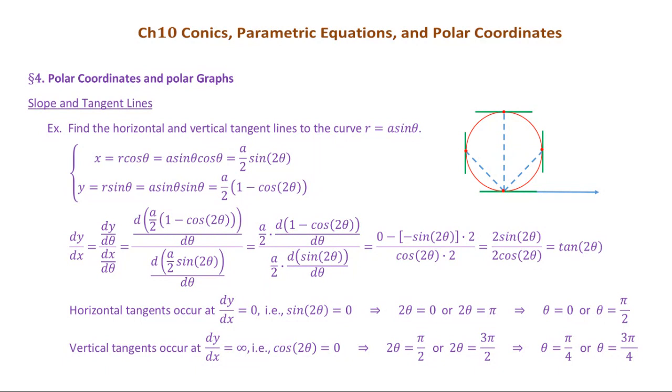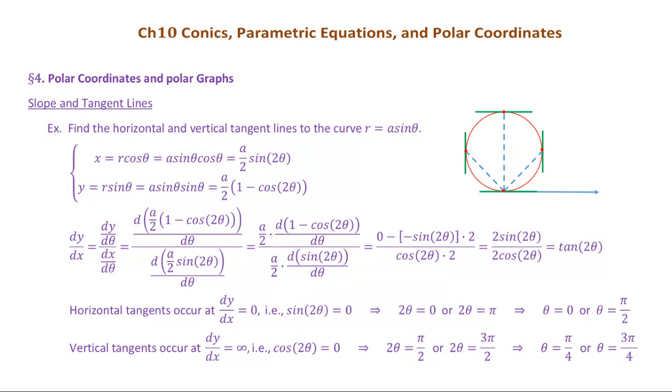So when we talk about horizontal tangent, the slope is 0. So dy/dx equals 0. That means sine 2θ has to be 0, because dy/dx is just 2 sine 2θ over 2 cosine 2θ. So sine 2θ equal to 0, we solve that trig equation.